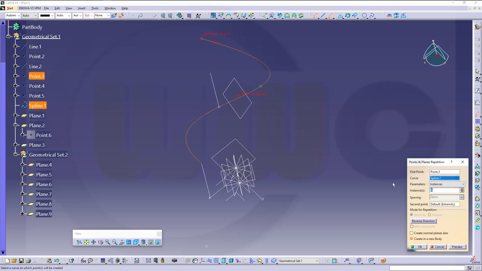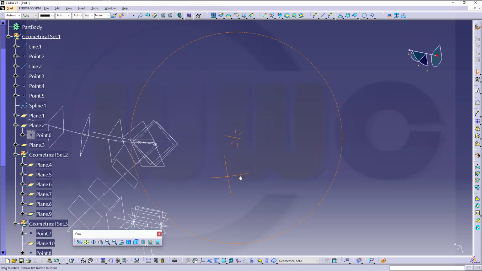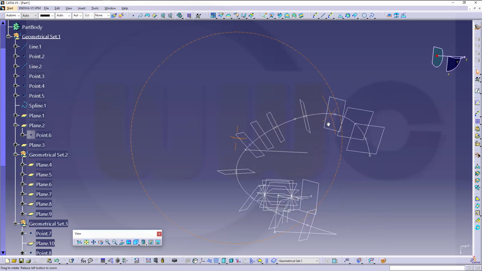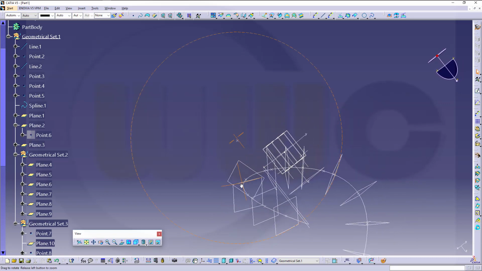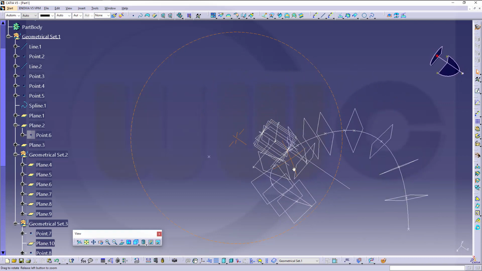So I will go for, let's say, maybe 10 along that spline, and you could create normal planes also. Right now it would only create points, so I could go for create normal planes again in a new geometrical set, and okay. So you got 10 of those planes along that curve, normal to that curve, through points, and those points should have all the same distance and therefore the planes as well.